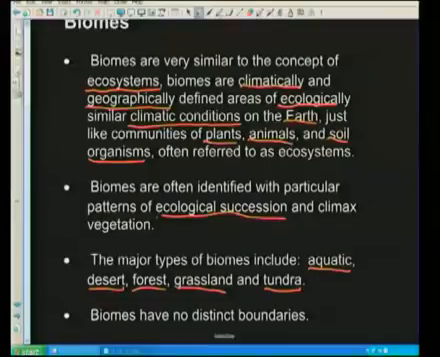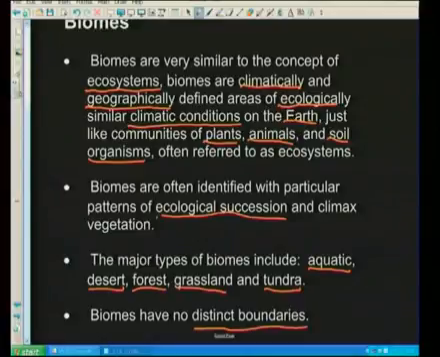Now biomes have no distinct boundaries. In other words, one biome will go into another biome, so you'll have an eco-region in between these two biomes. So there's no boundary. You can't say the desert starts here and ends there, and then the forest starts there and ends there. There's an interlinking, like an ecotone, between the two biomes. All right, let's move on.